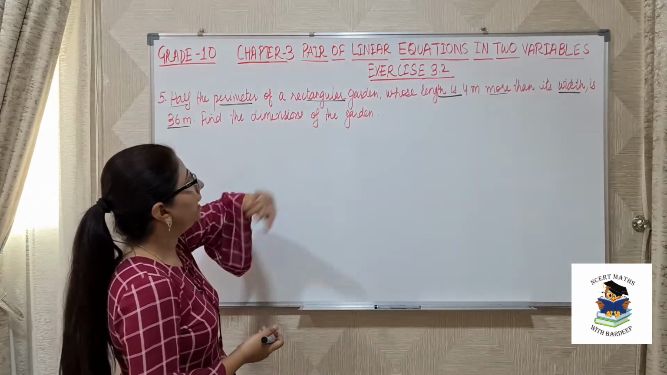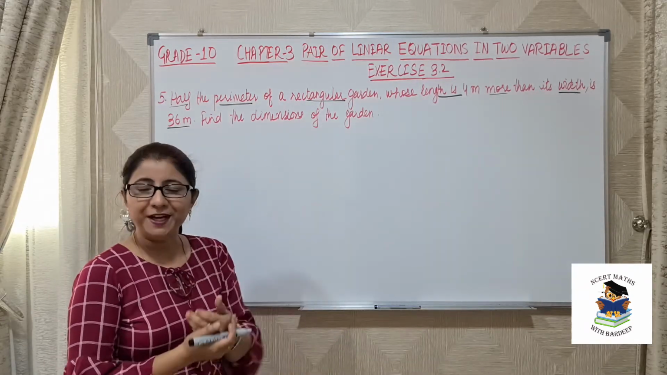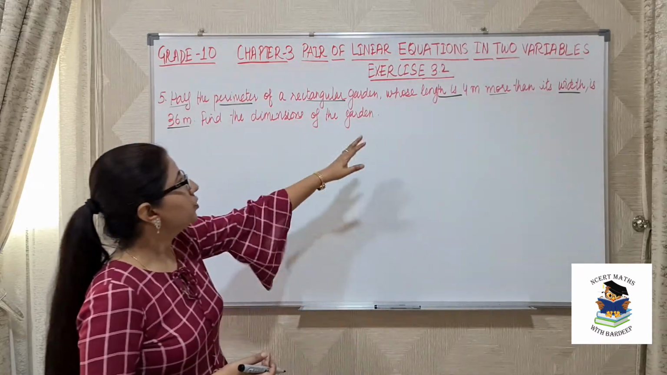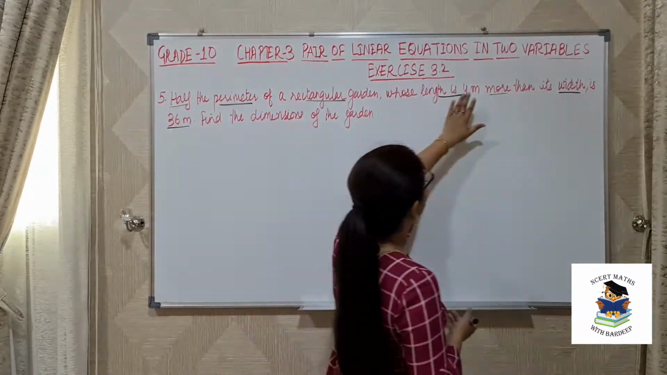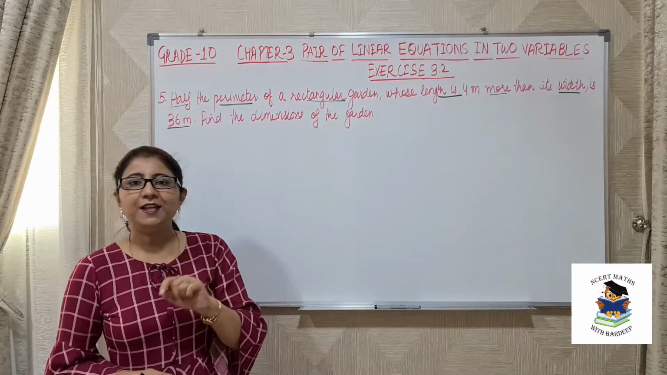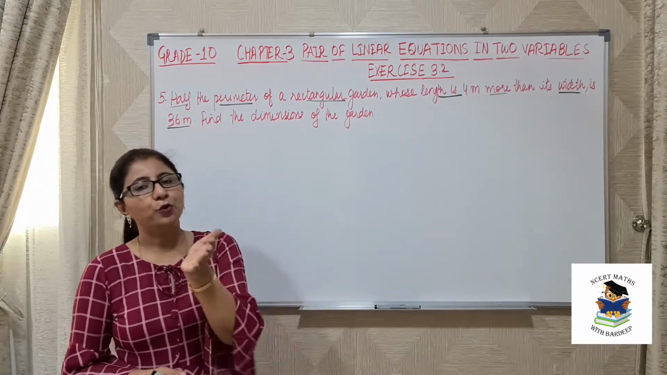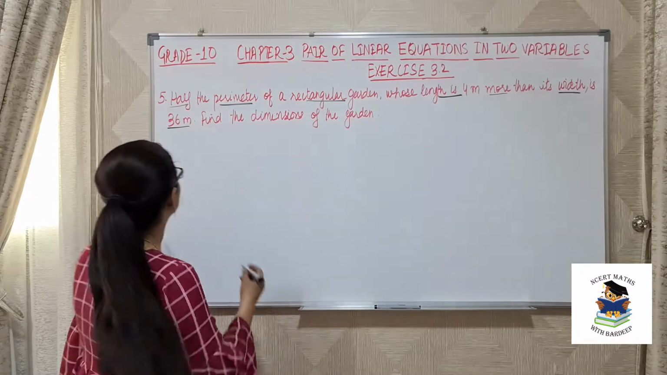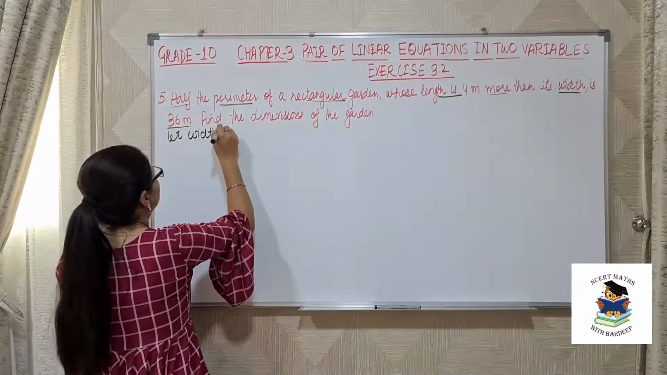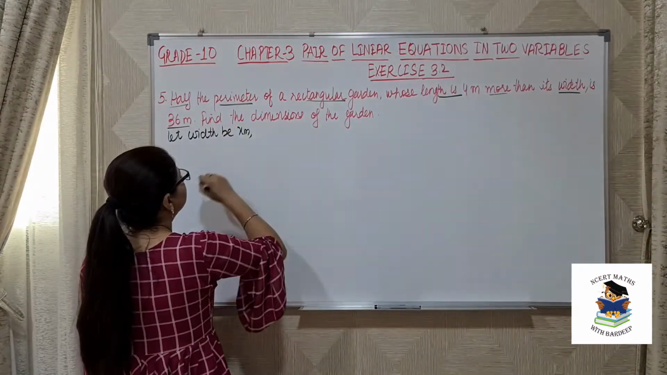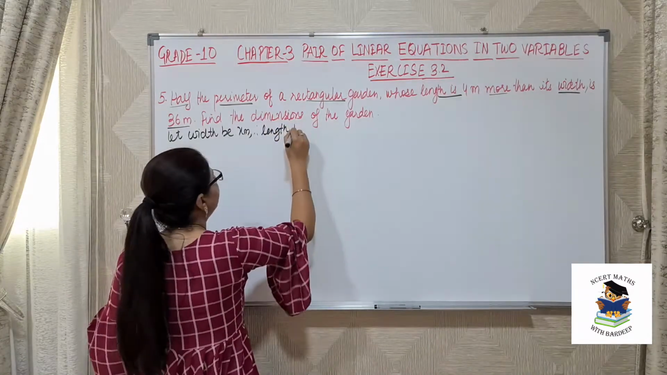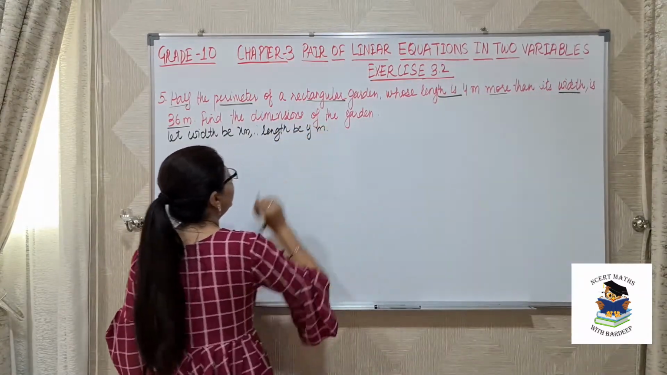So the point is, rectangular garden is there, and what is the perimeter of a rectangle? That is 2 times (length plus width). So now we need to assume, see, length is 4 meter more than its width. So what is independent variable in this case? Width. And length is 4 more than the width. So we will assume, let width be x meter and length be y meters.